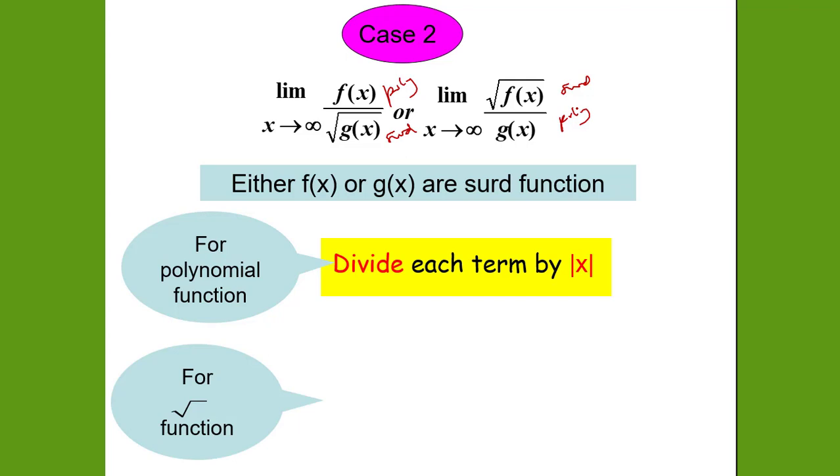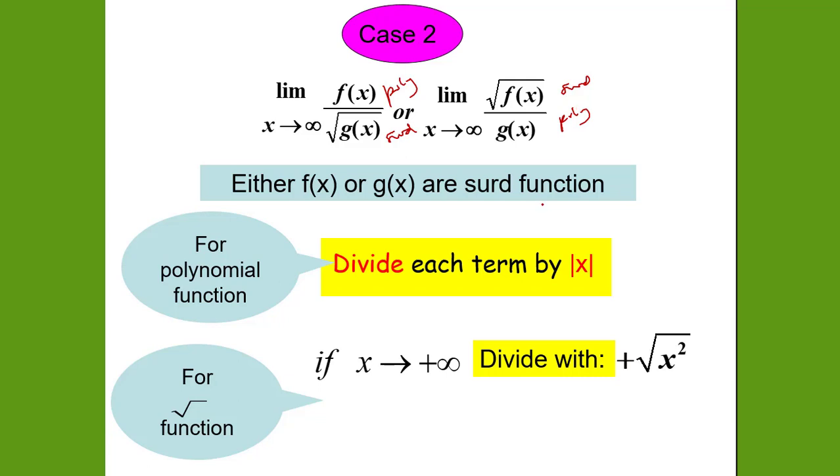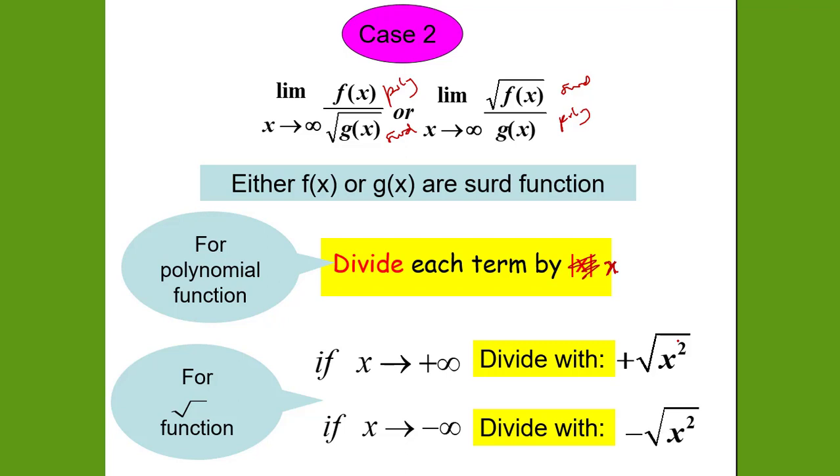For the surd function, if x tends to positive infinity, divide by positive surd x squared. If x tends to negative infinity, divide by negative surd x squared.